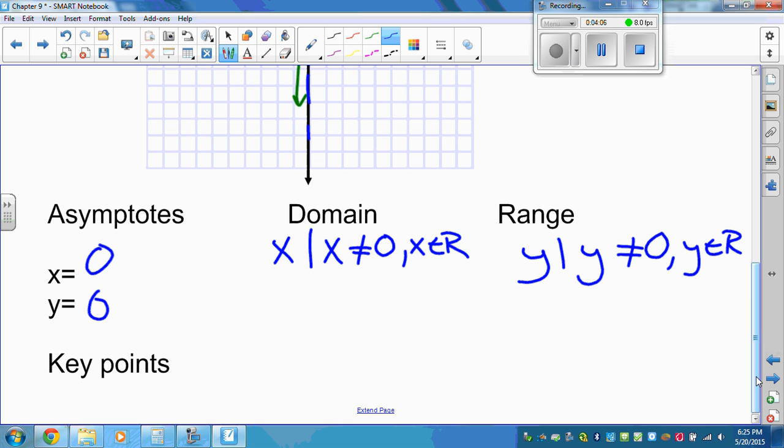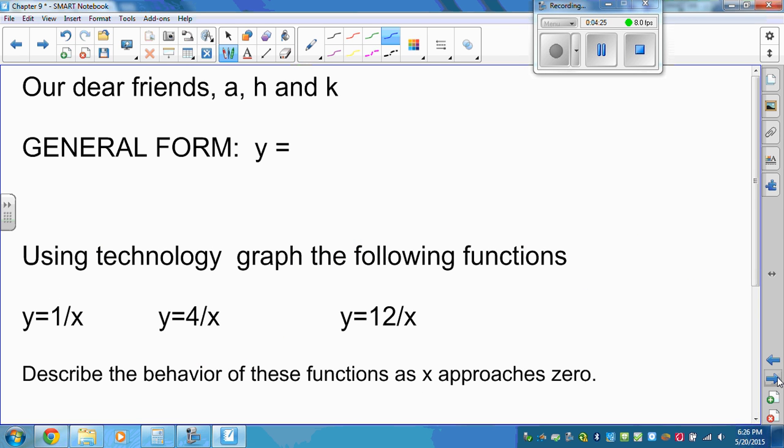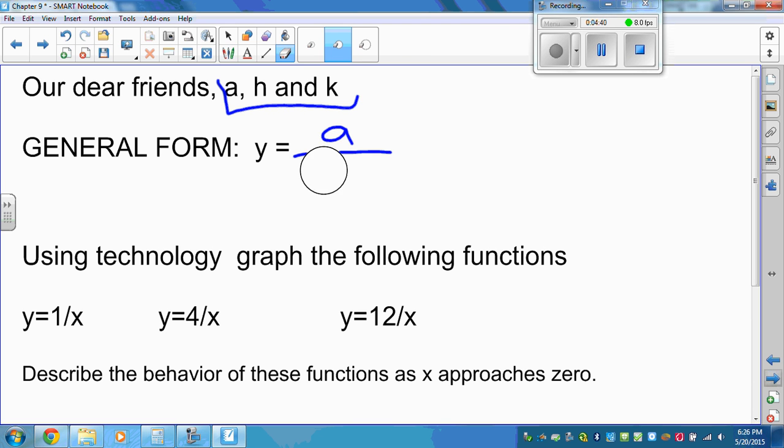And then some key points. One of the key points is going to be negative 1 and negative 1. Another important point is 1 and 1. Those are key points that we're going to use. Now our dear friends A, H, and K. No B here, so we're in a good place. The general form I'm going to use is A over x minus h plus k.